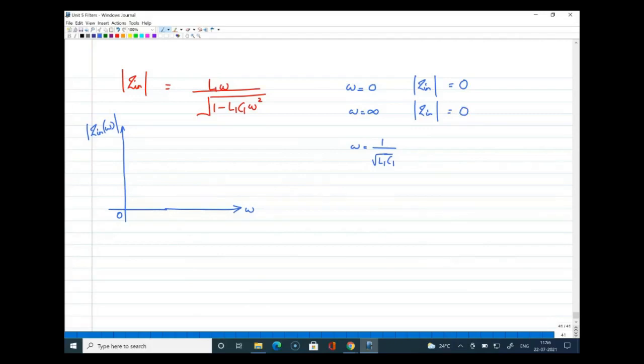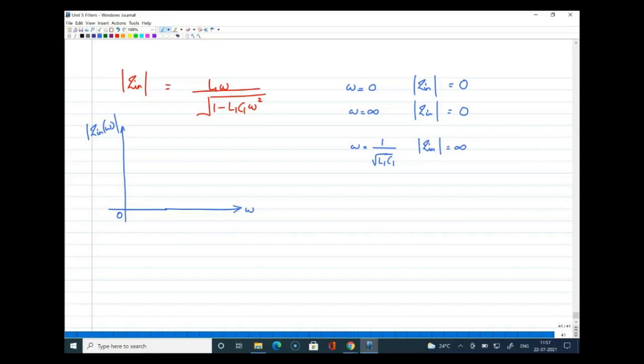And then when you look at the frequency omega equal to 1 by root L1 C1, which is a specific frequency, you can see the magnitude of this transfer function. If you substitute omega equal to 1 by root L1 C1, the magnitude of this transfer function will actually go to infinity, right? So this is what you can observe.